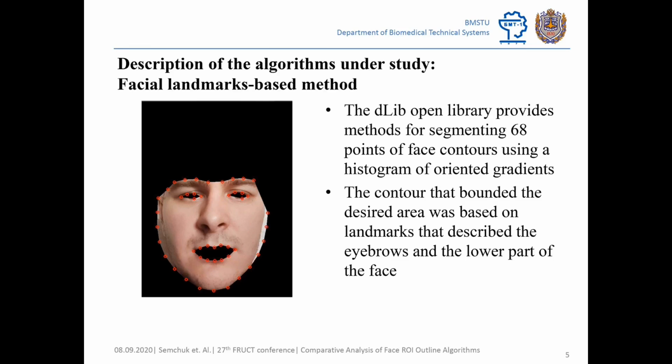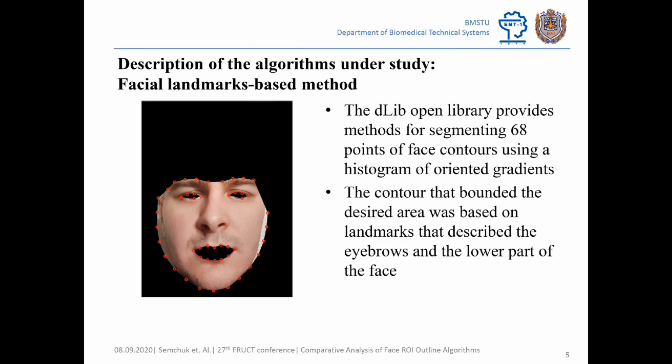Since the selected area in the image has a characteristic geometry, it makes sense to rely not only on its shape in the color space, but also on the standard metric representation. The dlib open library provides methods for segmenting 68 points of face contours using a histogram of oriented gradients. By cropping the image along the contours, one can get an image with pixels containing information only about the human skin.